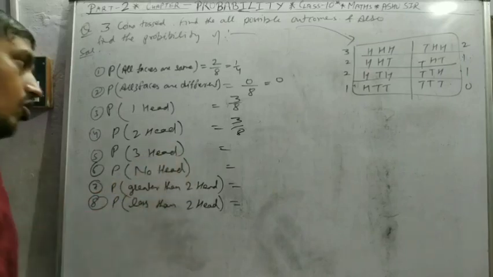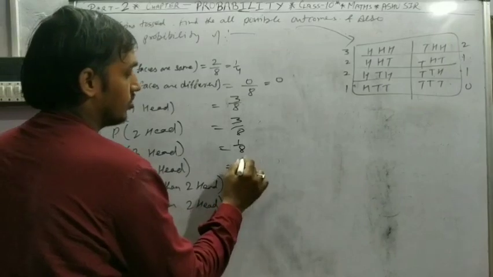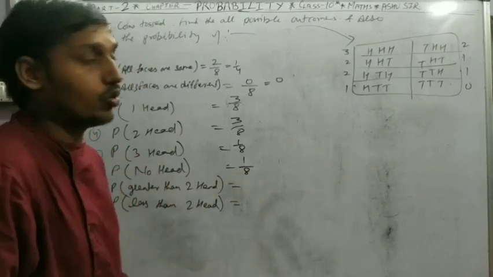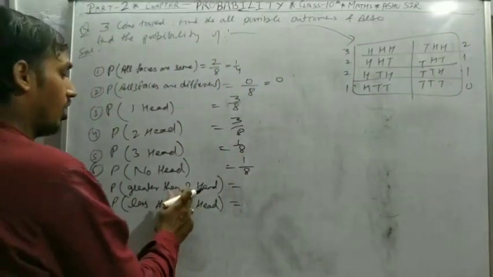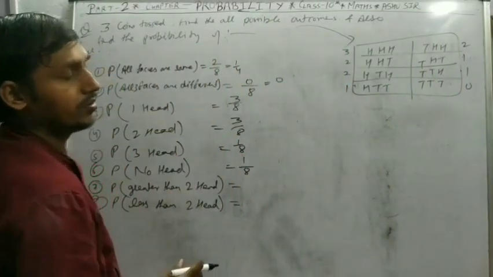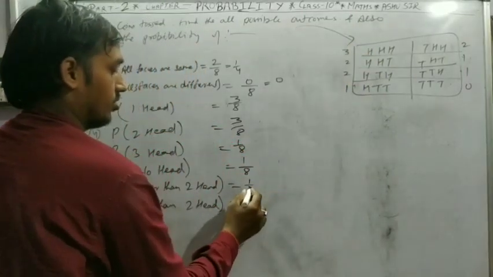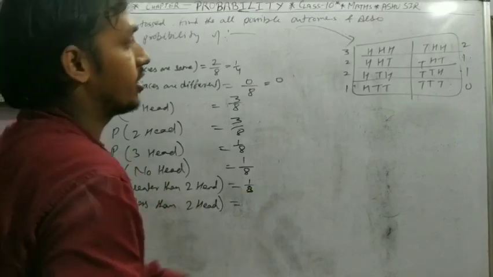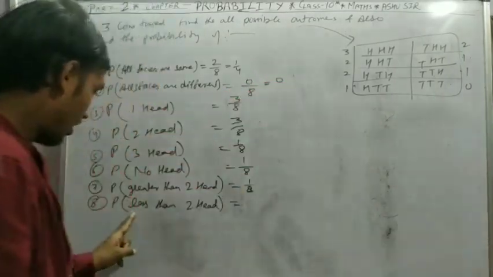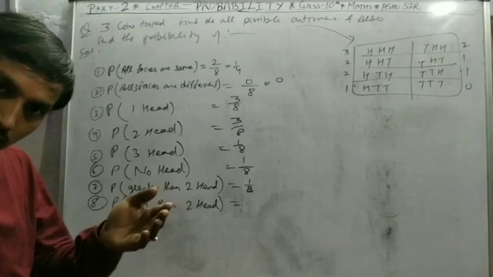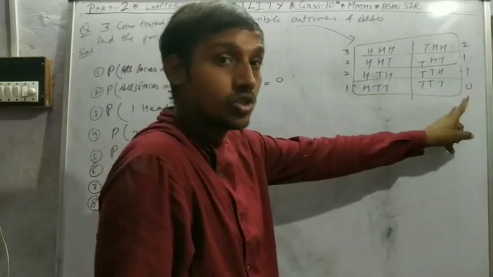3 heads, only 1. Good. 1 by 8. No head, 1 by 8. No head means 0 tail. Greater than 2 heads means only 1, because it has more than 2. Less than 2 means 1 and also includes 0.